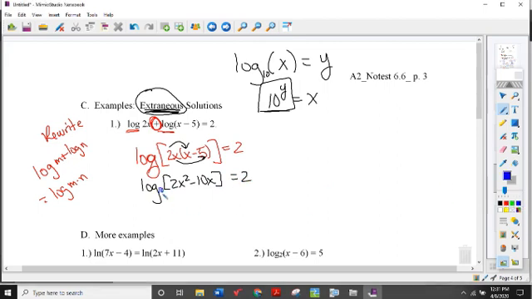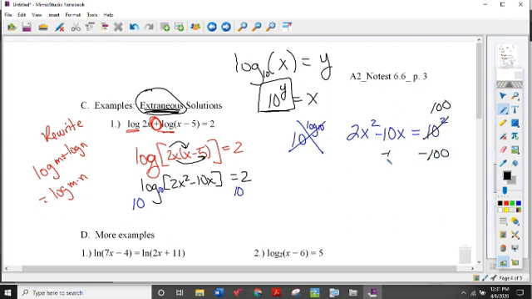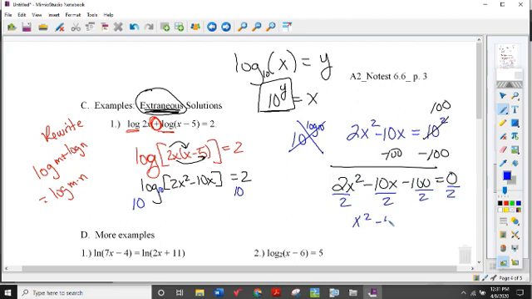Remember, this is log base 10, so I'm going to raise each side to the power of 10. And 10 and log of 10 will cancel each other out. So I'm left with 2x squared minus 10x equals 10 squared. 10 squared is 100. Now I'm going to subtract 100 from both sides, so I get a quadratic equation. And now I'm going to solve this for x. Easiest thing to do is to factor out the 2, so divide everything by 2 to make it a little easier to factor my quadratic.